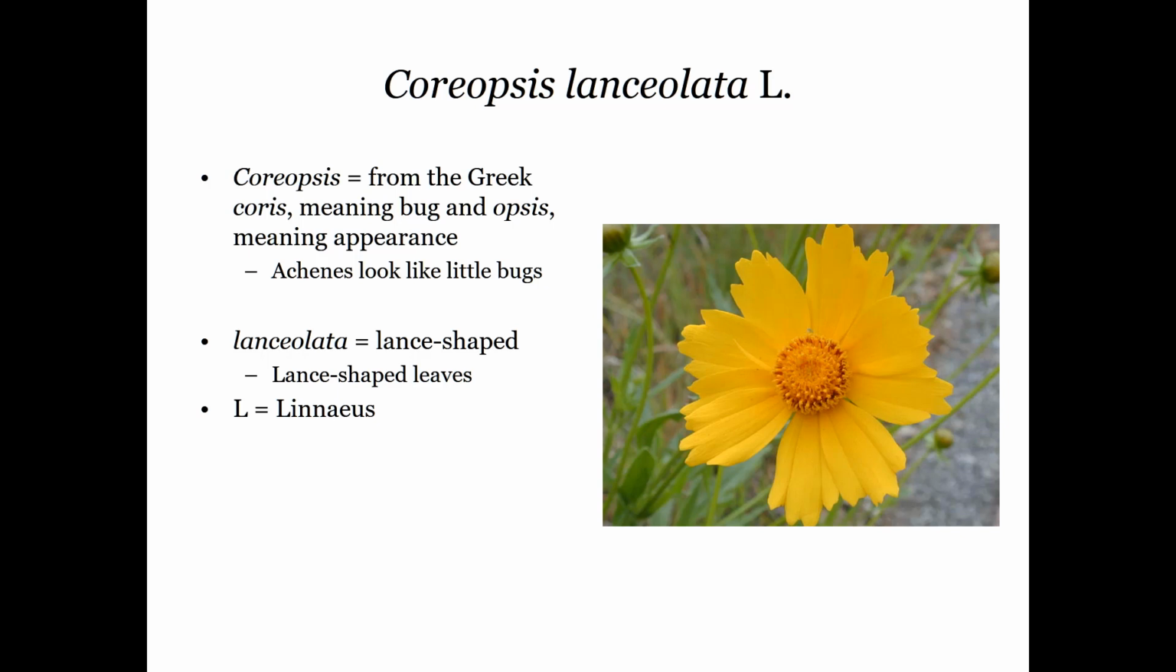I want to touch upon a couple others, ones that you might see as you're out in the field, just like Callicarpa. So we have Coreopsis lanceolata. Coreopsis is from the Greek koris, meaning bug, and opsis, meaning looks like. So the achenes, the little seeds from this plant, look like tiny little bugs. So everything in that genus Coreopsis has tiny little seeds that look like bugs. Lanceolata means lance-shaped, so that describes the image of the leaves. And again, the authority, Linnaeus.